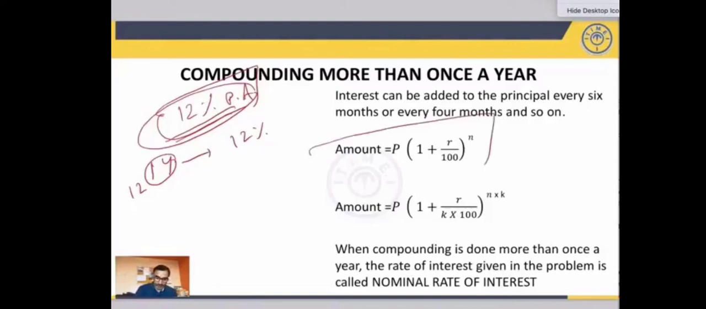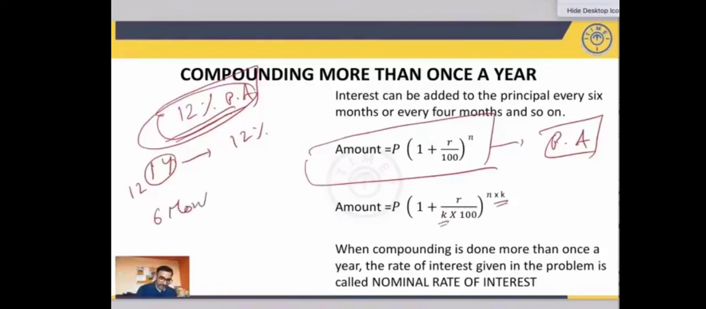Now in this formula you can see, A, the amount, is equal to P into (1 plus R by 100) whole power n. This is the formula you can use to calculate compound interest, provided interest is calculated per annum. But there will be some cases where interest is compounded more than once a year. Then you have to multiply with k and divide by k. What does it mean? Suppose it is calculated every 6 months. How many 6 months are there in a year? There are two 6 months. So the value of k in this case will be 2.